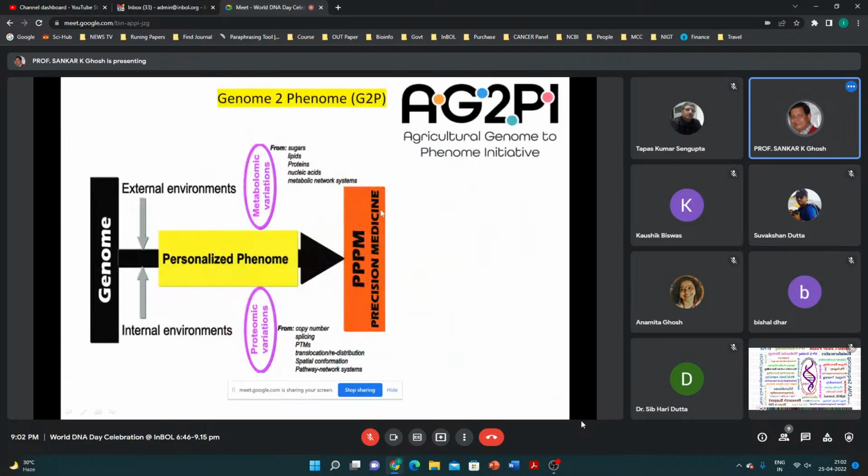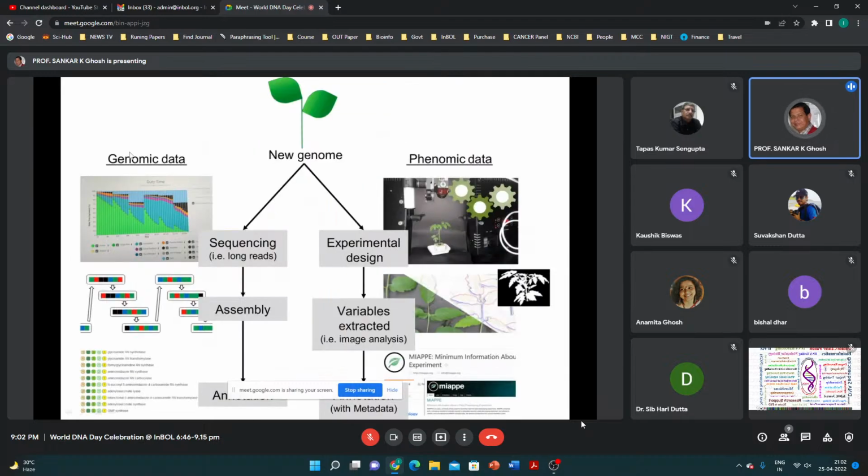Anyway, now some of the genome to phenome is coming. Genome to phenome makes some kind of genomics data, phenomics data, and makes some kind of systems biology experiment. This is the new generation. This is coming in 2021.